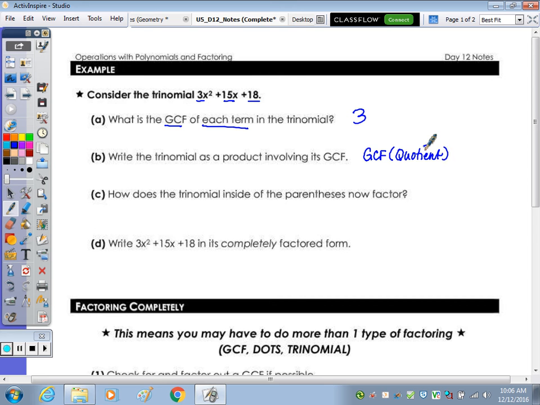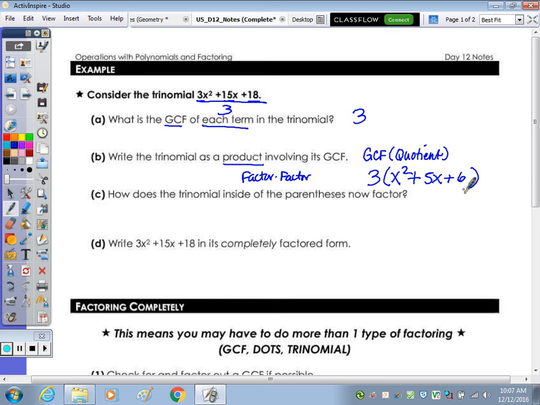Because for a product, that's factor times factor. So what do we multiply? We actually multiply the GCF times the quotient, what we would get if we multiplied this whole thing by 3. So that would be 3 times 3x squared divided by 3 is x squared, plus 15x over 3 is 5, and then 18 over 3 is 6.